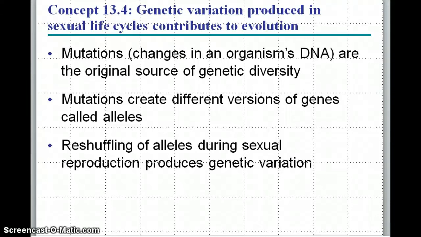Hi guys, welcome back. We're going to wrap up chapter 13, meiosis, talking about section 4, which goes over genetic variation produced in sexual life cycles and how that contributes to evolution. Mutations, which are changes in an organism's DNA, are the original source of genetic diversity. Mutations create different versions of genes called alleles. Reshuffling of alleles during sexual reproduction produces genetic variation.